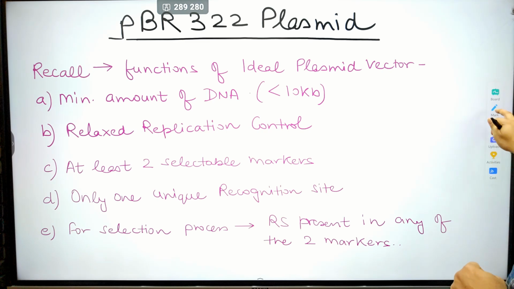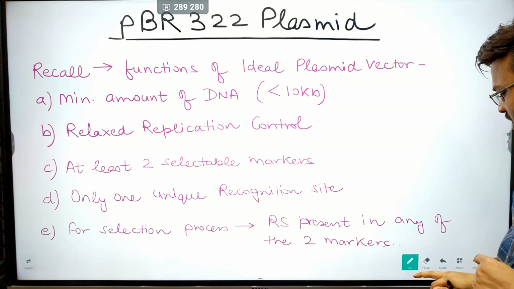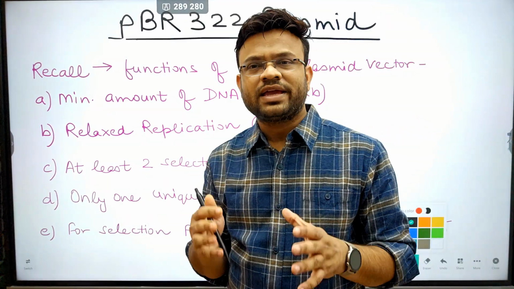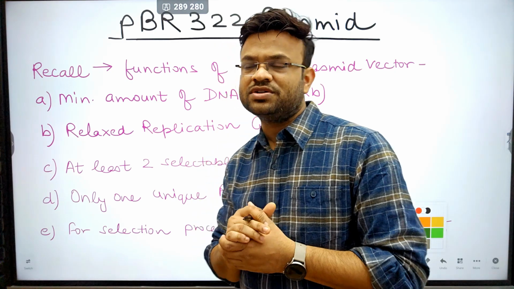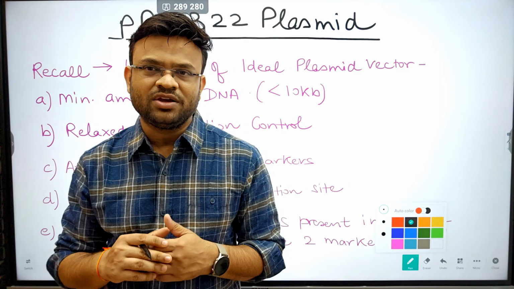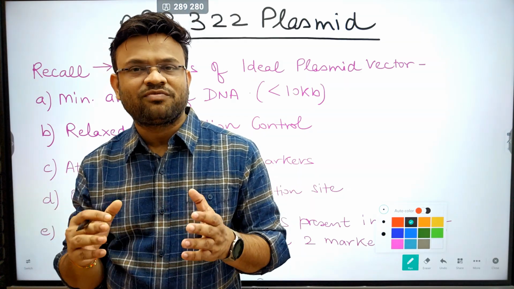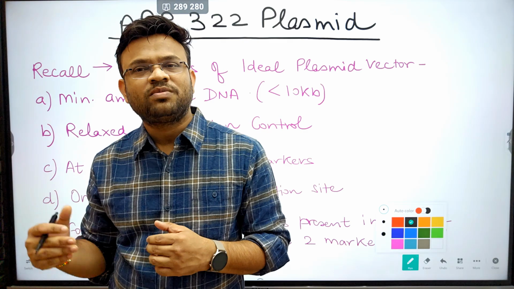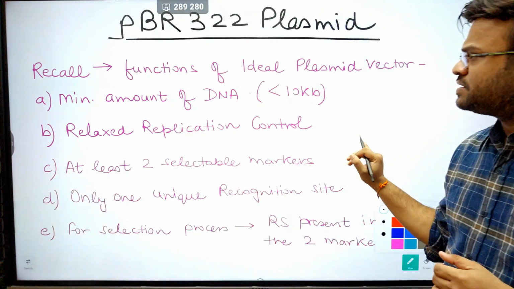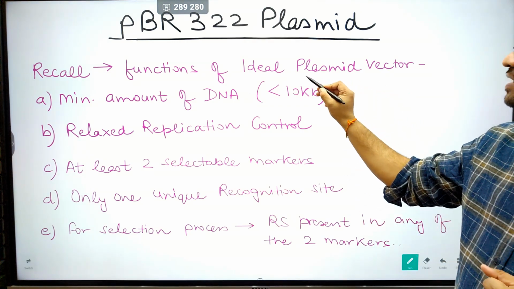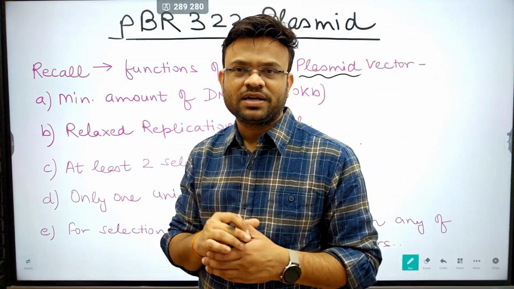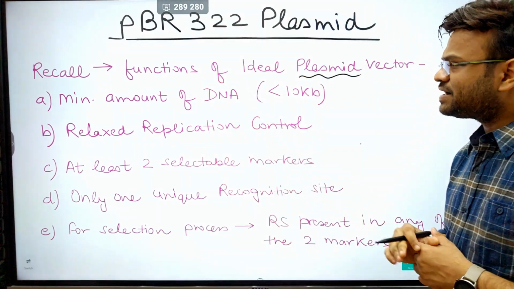pBR322 plasmid. Now, let us first of all discuss the salient features of a plasmid. What are the characteristic features of a particular plasmid? Let us recall this. I have already made a video on the characteristic features of plasmid, but since we are starting a new plasmid, a new vector, we have to talk about the salient features. So let us recall this. The features of an ideal plasmid vector: how would you recognize an ideal plasmid vector? Let us first of all discuss this. So what are the characteristic features?